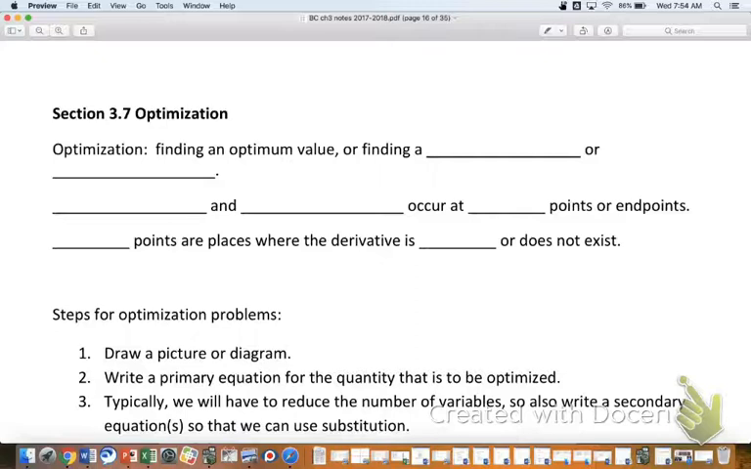Optimization, finding an optimum value or finding a blank or blank. Blank and blank occur at blank points or endpoints. Blank points are places where the derivative is blank or does not exist. A lot of blanks to figure out there. I'm trying to get you to understand what we're going to be looking at. And then I think I've got like 4 or 5 examples for us to try.